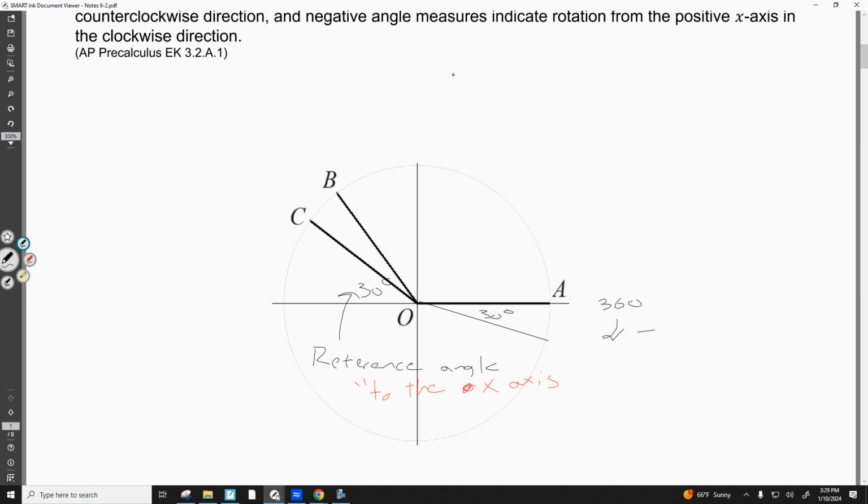I'd say angle AOC, which is 150 degrees, is really just 180 degrees minus 30 degrees. I'd say angle AOD, which is 330 degrees, is really 360 degrees minus 30 degrees, to be specific.